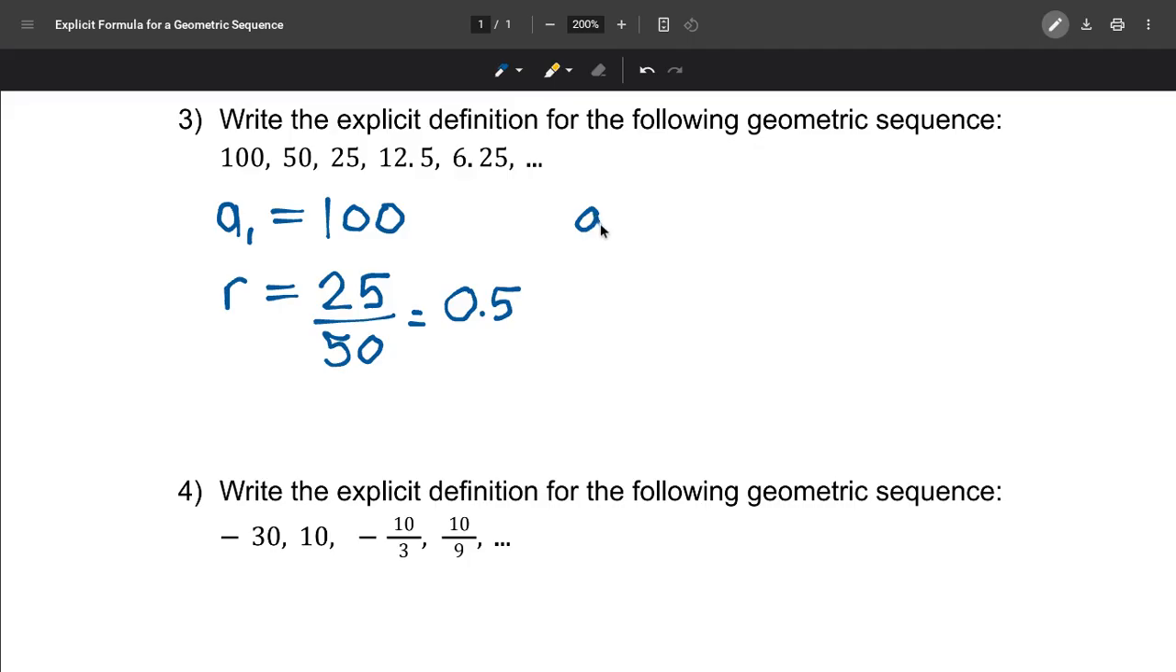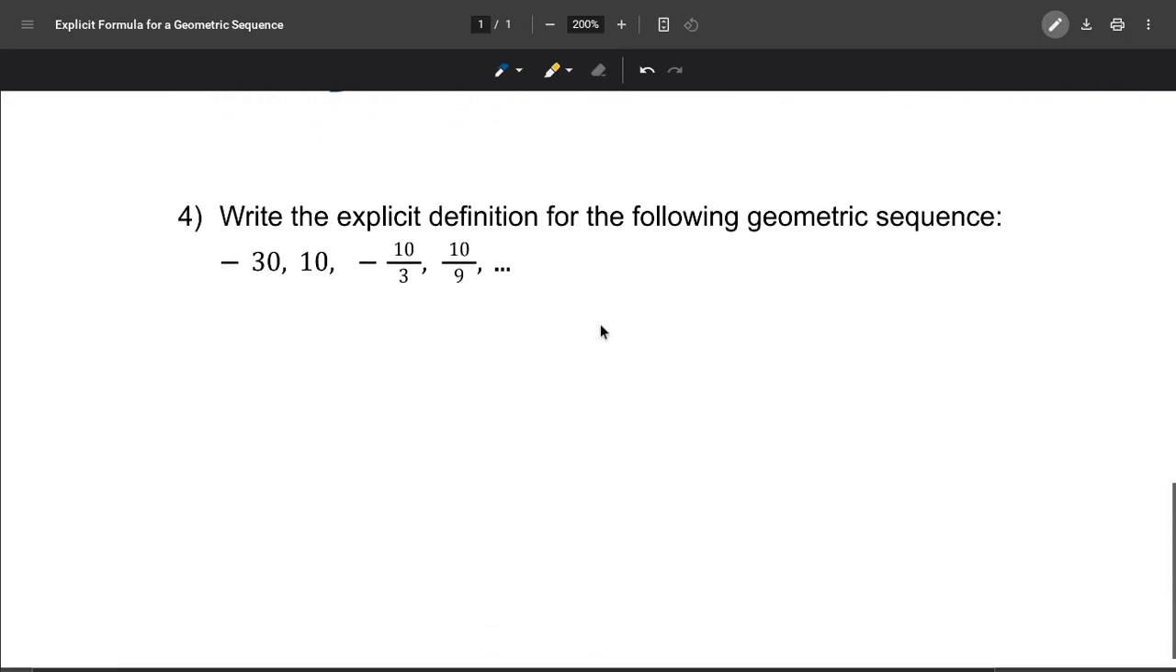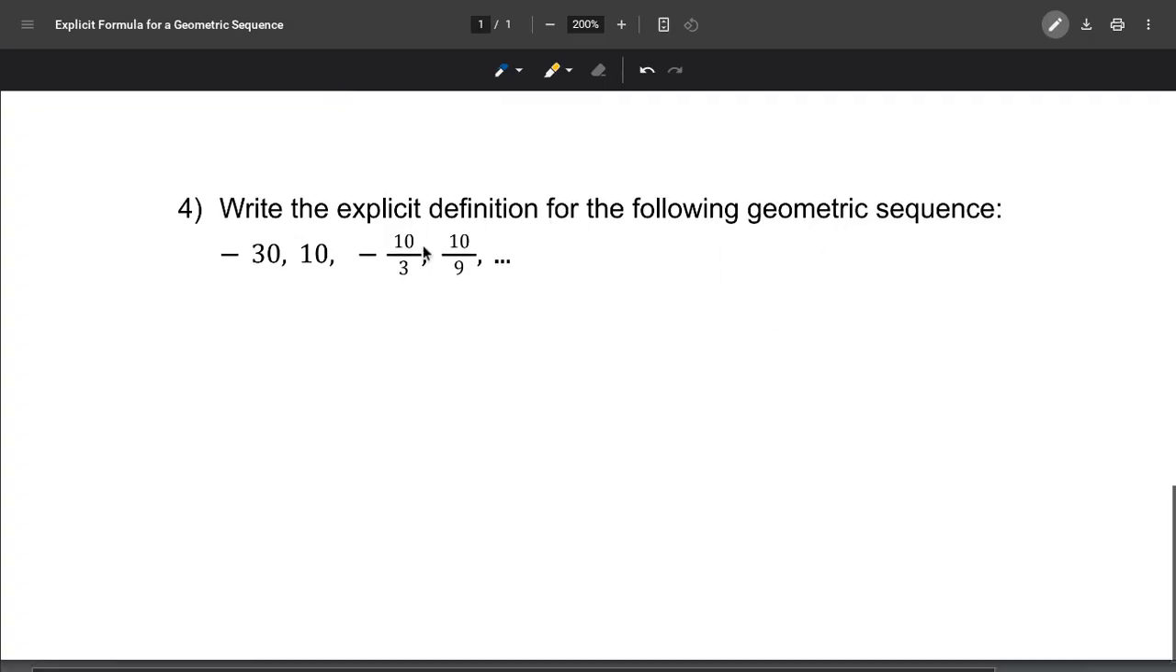So our explicit definition is a sub n equals our first term, 100, times 0.5 to the n minus 1 power for n being greater than or equal to 1. And there we go. All right, let's try this last one. Write an explicit definition for this geometric sequence.